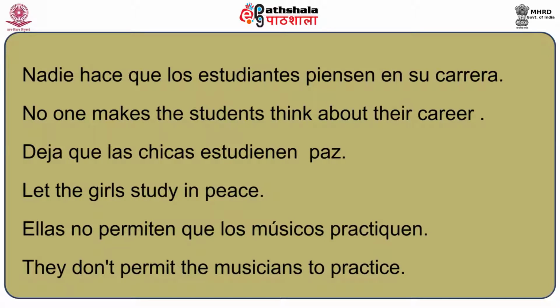With the subjunctive, let's see more cases. Nadie hace que los estudiantes piensen en su carrera. In English, no one makes the students think about their career. Next sentence, deja que las chicas estudien en paz. Let the girls study in peace is the English version. Next example is, ellas no permiten que los músicos practiquen. In English, they don't permit the musicians to practice.